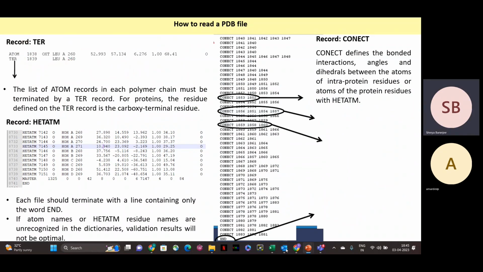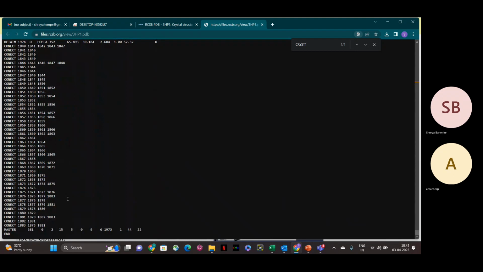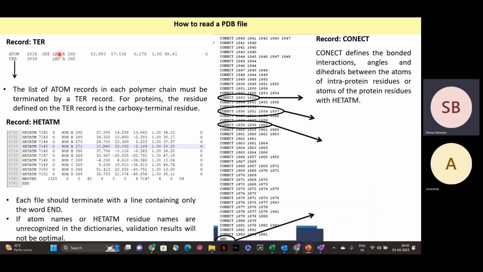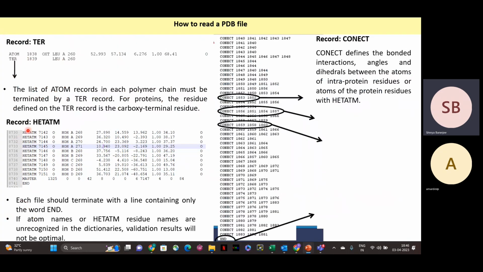Finally, at the end of the PDB file, if you search, you can see this TER. There is a word TER that is written. And TER shows the termination of that particular amino acid chain. It represents the carboxy terminal residue, meaning the C-terminal residue. Then in many cases, instead of ATOM, you see that in many places, HETATM will be written.